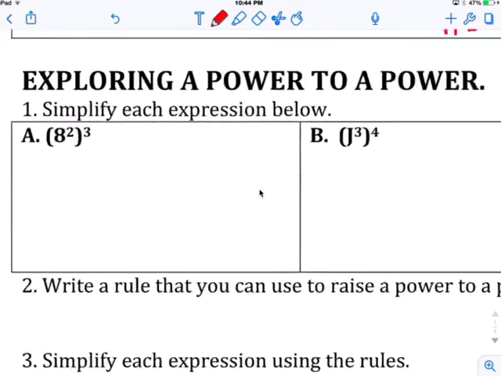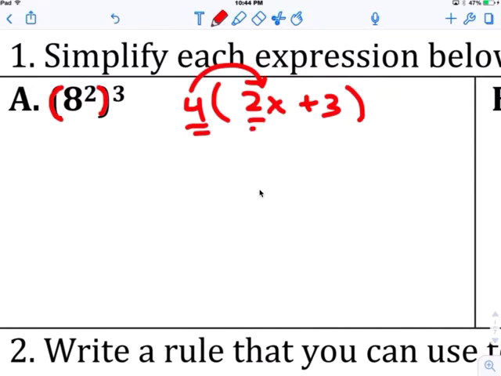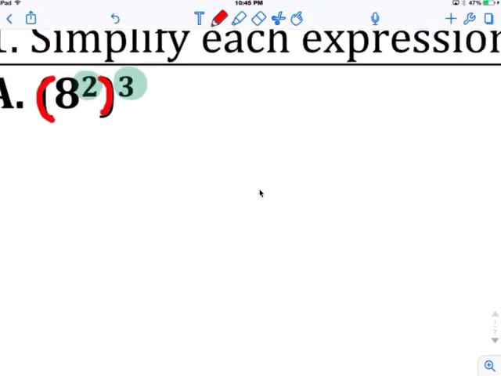Simplifying power to a power: basically if you have parentheses, just like when you have parentheses 2x plus 3 with a 4, you multiply them. We call that distributive property. Whole number to the other whole number. Well, this one has a power, so you have to multiply to a power. We call that basically distribute power to a power.